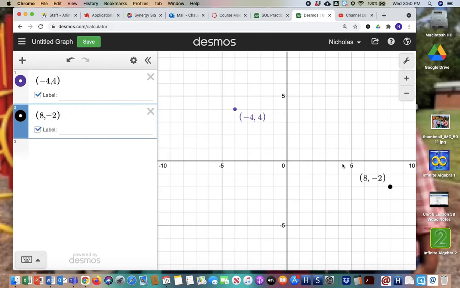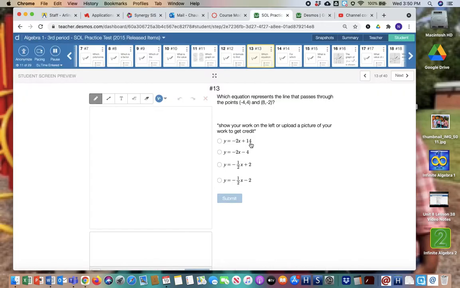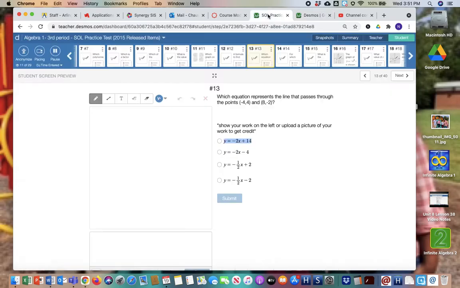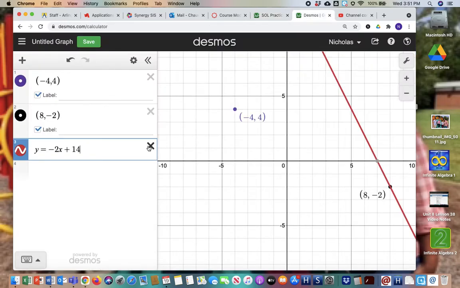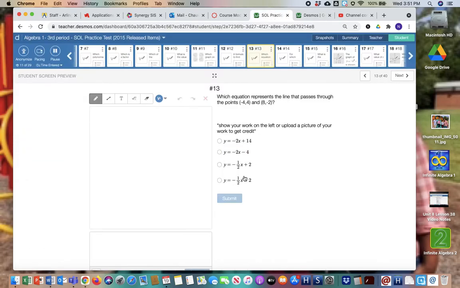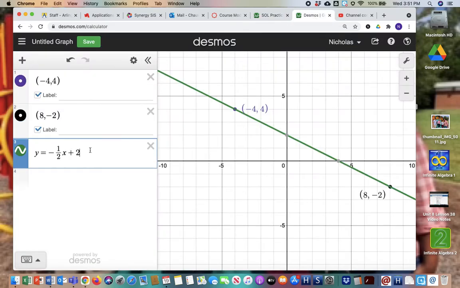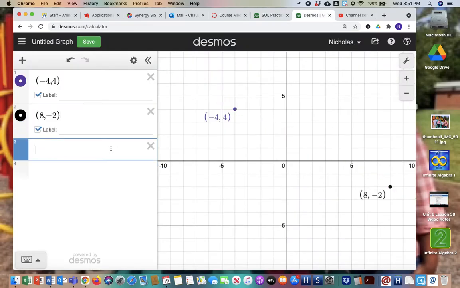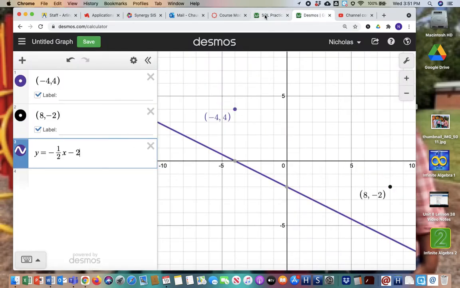And let's label that. Okay, now what I'm going to do is I'm going to try each of these lines and see, when I graph it, does it go through those 2 points? So, no. It goes through one of them, but not both of them. So what's the next one? Negative 2x minus 4. Nope, goes through this point, but not the other point. Boom. Goes through both points. Now, me personally, I like to just double check, try each question just to make sure. Nope, doesn't do it. So it has to be that third answer.